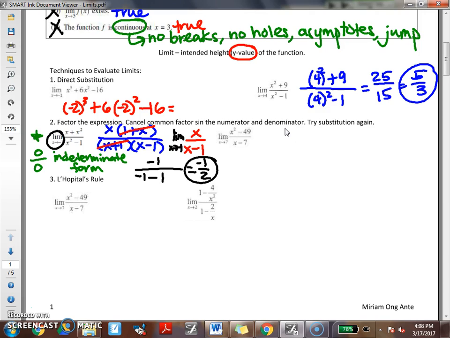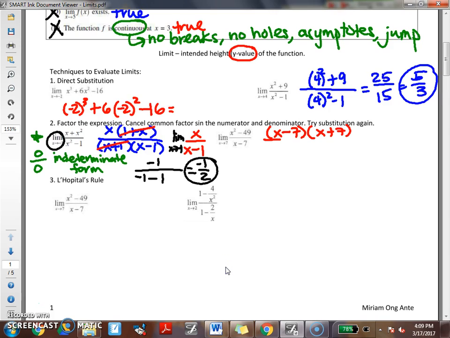Okay, so all I needed to do was factor it first, cancel a common factor in the numerator and denominator, then go back to direct substitution. Let's try another one. So if you try to plug in 7 in this problem, I promise you that you're going to get a 0 over 0. And we don't like that. So we're going to try to factor. The numerator becomes x minus 7, x plus 7. In the denominator, I can't really do anything, so I just leave it as x minus 7.